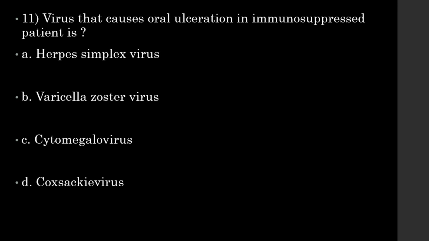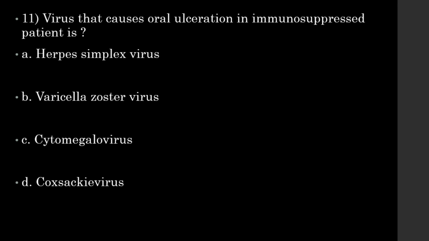Virus that causes oral ulceration in immunosuppressed patients is option A, herpes simplex virus, option B, varicella zoster virus, option C, cytomegalovirus, or option D, Coxsackie virus. So what do you think will be the right answer for this question? Here the right answer is option A, that is herpes simplex virus.